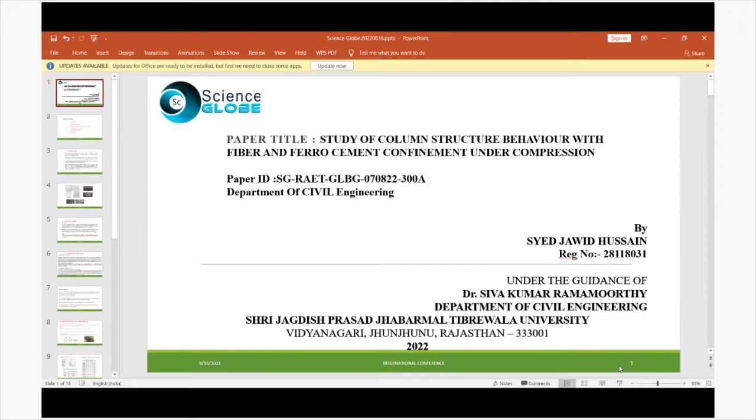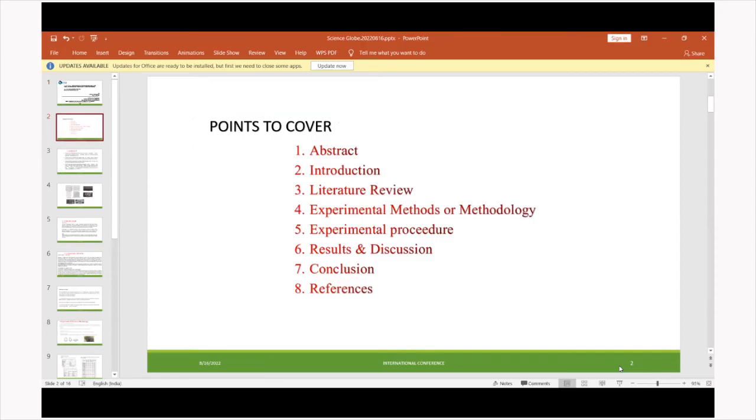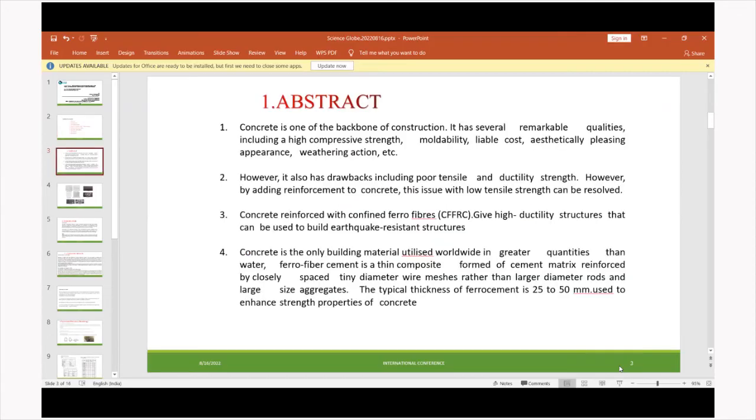Okay, sir. My name is Session-2, a research scholar at JJTU. My project is under the guidance of Dr. Sivakumar Ramamurthy. The paper title is Study of Column Structure Behavior with Ferro and Fiber Reinforced Confinement under Compression. I would like to highlight some points such as abstract, introduction, literature review, experimental methods or methodology, experimental procedure, results and discussion, conclusion and references.